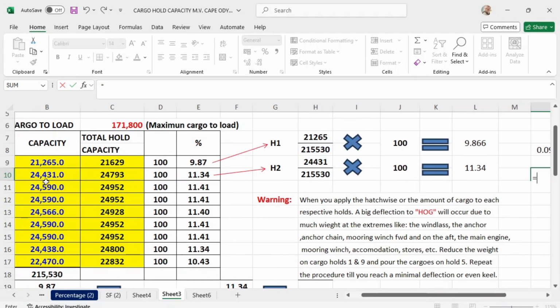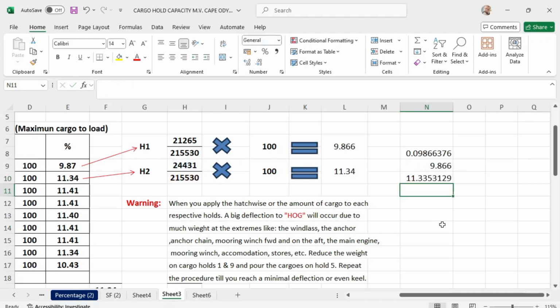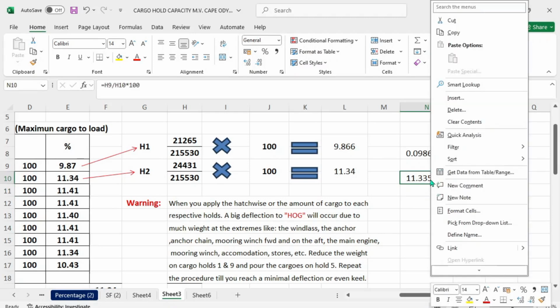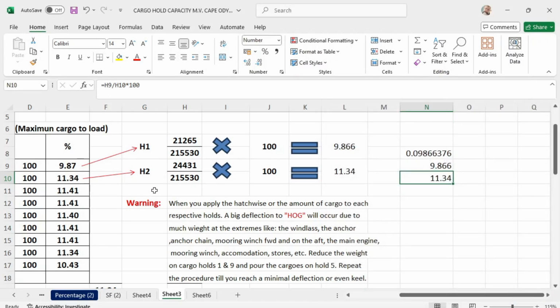you click the cargo hold capacity of 24,431, which is this one. You divide it by the total hold capacity of 215,530, and you put times 100, that will be 11.335. Okay, 11.335. How much would that be if we make it at 2 decimals? Right click, you go to format, and you put number and 2 decimals. Okay, that will be 11.34.